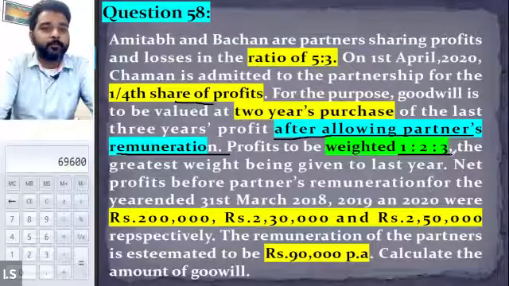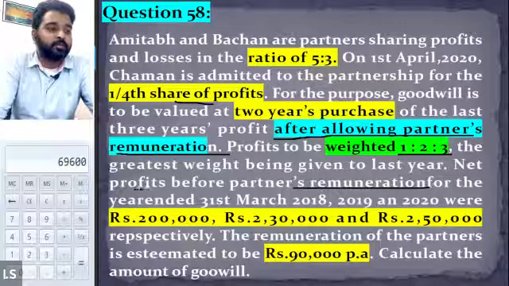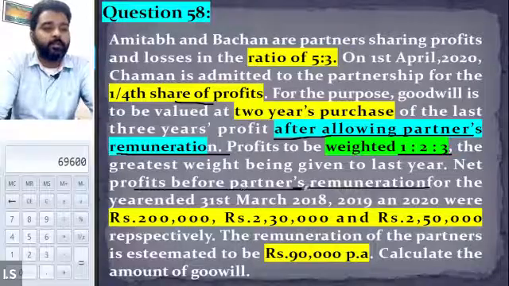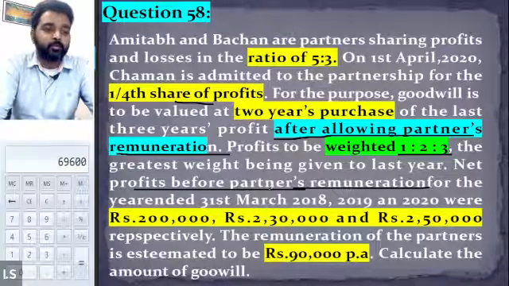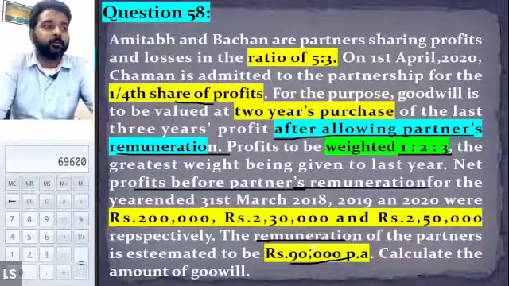The weight of profit for different years is also given. Weight is 1, 2, 3. The greatest weight will be given to the last year's profit. Net profit before partners remuneration. The information about the profit is given before deducting the partner's remuneration. Net profit before partner remuneration is 2 lakh, 2 lakh 30,000, 2 lakh 50,000. And the remuneration of the partner is also given, 90,000 per annum. Got it, everyone? Is any problem understanding the question?